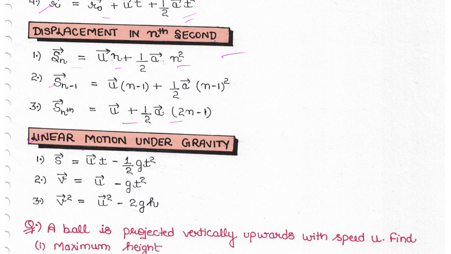So for linear motion under gravity, we can write s is equal to ut minus half gt square, because here a is equal to minus g, v is equal to u minus gt, and v square is equal to u square minus 2gh.